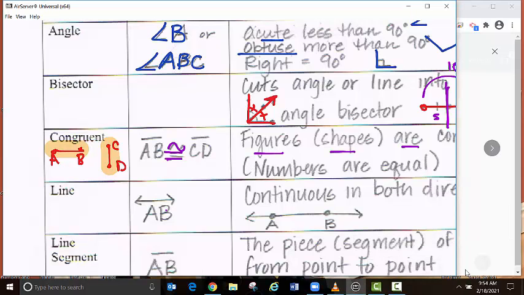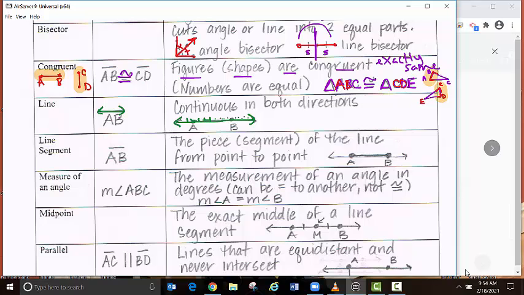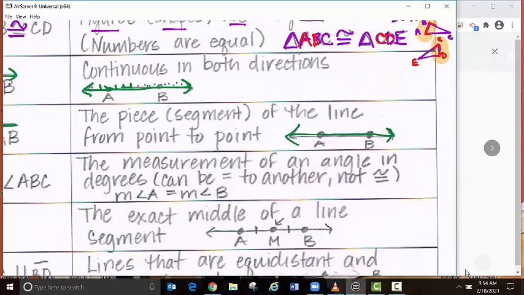Next, a line. It's continuous in both directions. That's not a line, that's a segment. A line has to have the arrows. This is the picture of it. This is the name. There's actually an infinite number of points on this line, but you just need 2 to give it a name. Next is a segment, same thing, but it doesn't go on forever. It's just a piece. Okay, so this is the line AB, and then this orange part is the segment.